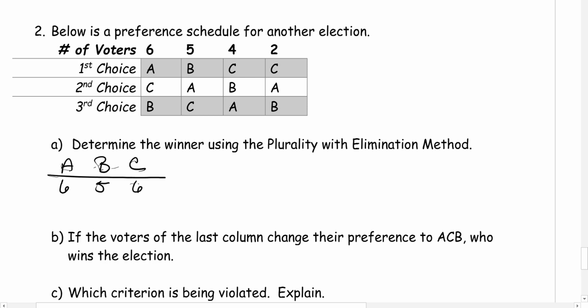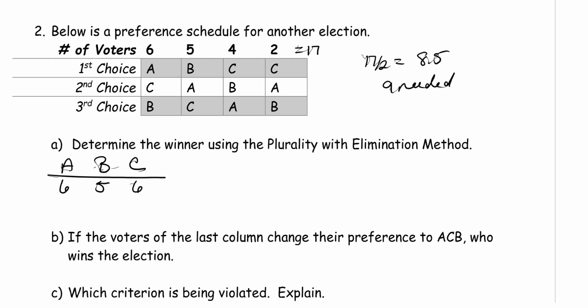We need for one of the candidates to have the majority of the first place votes, so we need to determine how many voters there are in this election, and so we have a total of 17 voters in the election. Divide 17 by 2, and that will give you 8.5. And so we need a total of 9 in order to have majority.